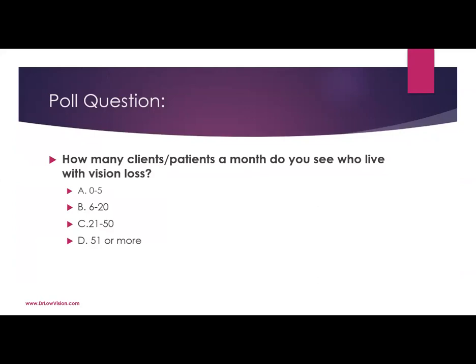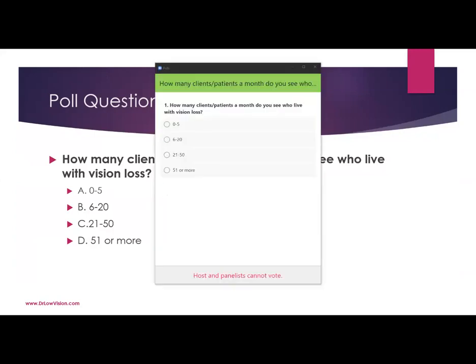So here's another poll question. How many clients or patients a month do you see who actually have vision loss? Is it 0 to 5, 6 to 20, 21 to 50, or 51 or more?